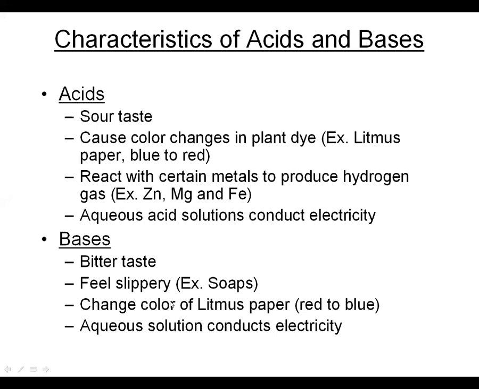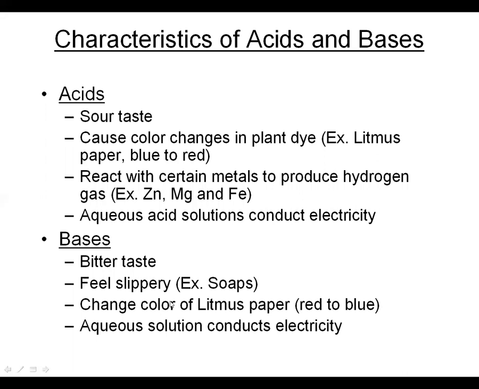So acids have a sour taste. They cause litmus paper to change. Typically litmus paper is a piece of paper that you put some solution on. It changes color. And typically, if the litmus paper changes to red, so usually it'll start at blue and end up at red, that indicates that the solution is acidic.